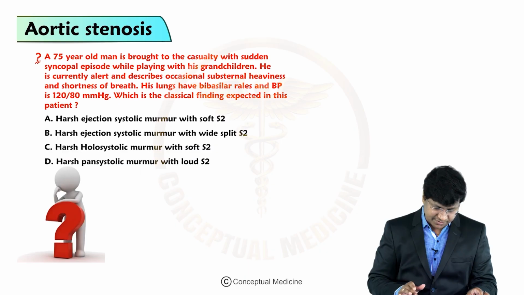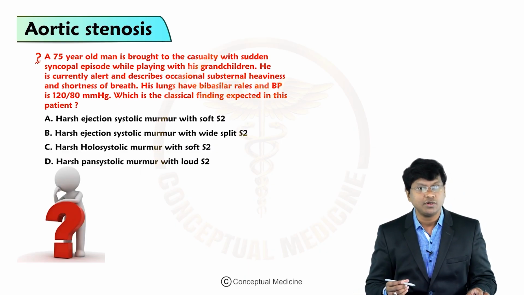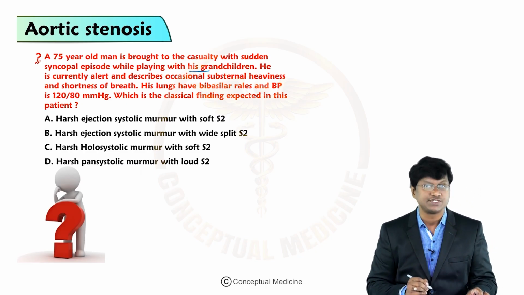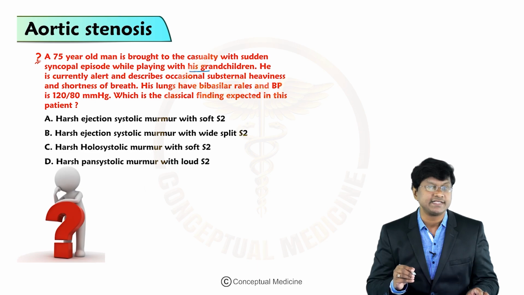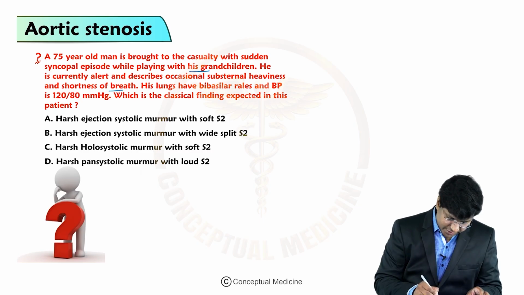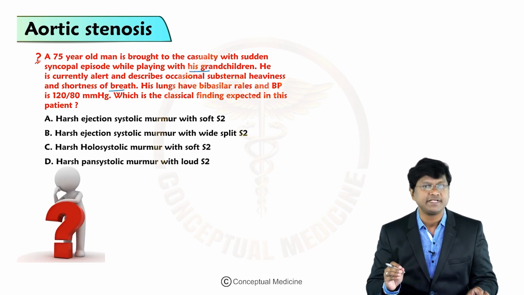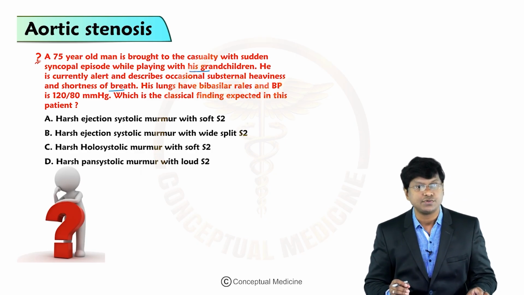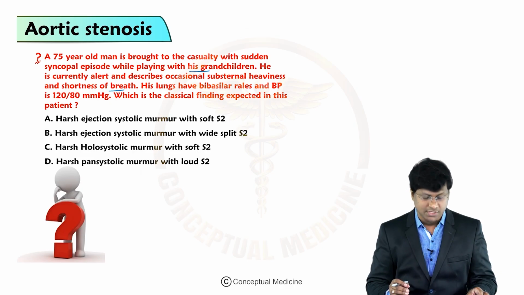Now let me just show you a question. A 75-year-old man is brought to the casualty with sudden syncopal episodes while playing with his grandchildren, right? He is currently alert and describes occasional substernal heaviness and shortness of breath. His lungs have bibasilar rales and blood pressure is 120 by 80 millimeters of mercury. Which is the classical finding expected in this particular patient? A harsh ejection systolic murmur with soft S2, harsh ejection systolic murmur with wide split S2, harsh holosystolic murmur with soft S2, harsh pansystolic murmur with loud S2.